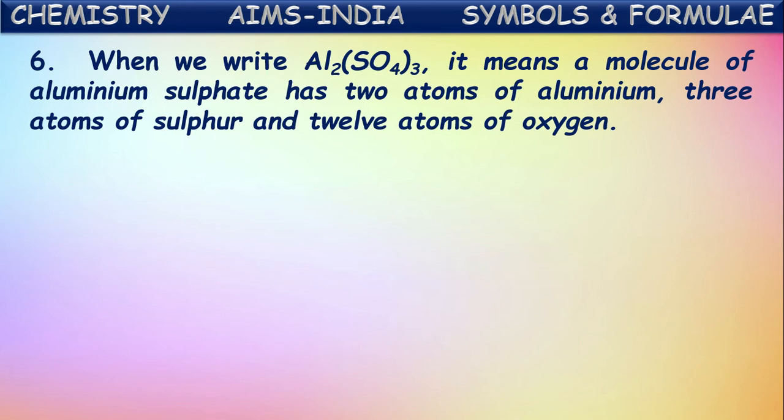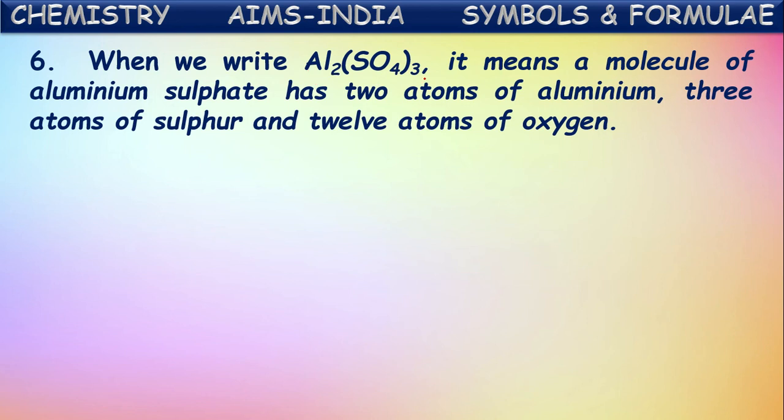Let us try to understand the same concept by taking one more, bigger example. When we write Al2(SO4)3, it is pronounced like this: Al2 SO4 taken thrice. Here SO4 is kept in brackets and a number is written outside. This represents the chemical substance aluminium sulfate.